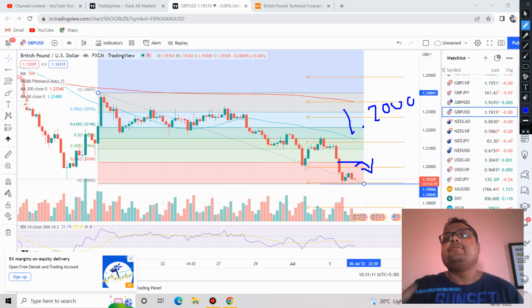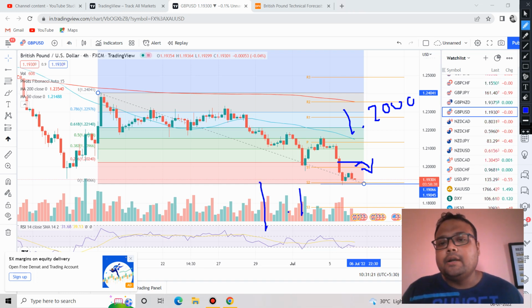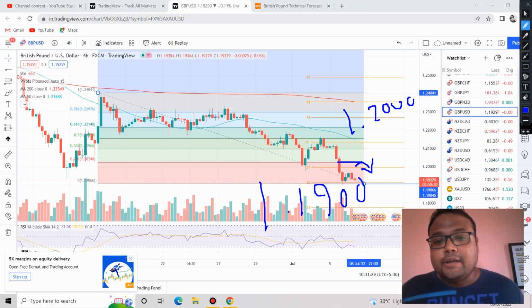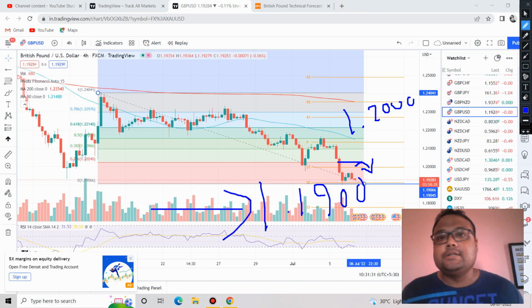And in case the market fails to go up, and following the trend of the market, if we see a heavy breakdown and DXY starts flying again, obviously we can take a sell position below 1.1900. If there is heavy selling in the market and you see the market going down again, we can take a sell position below 1.1900.